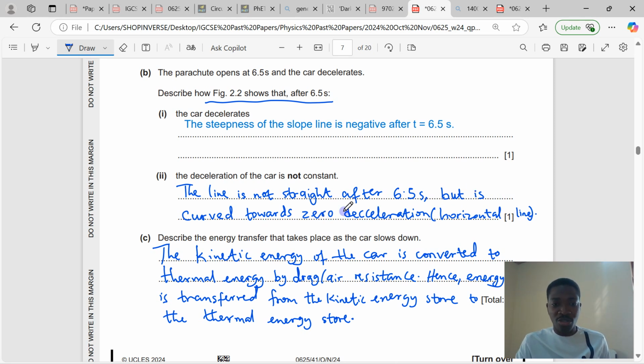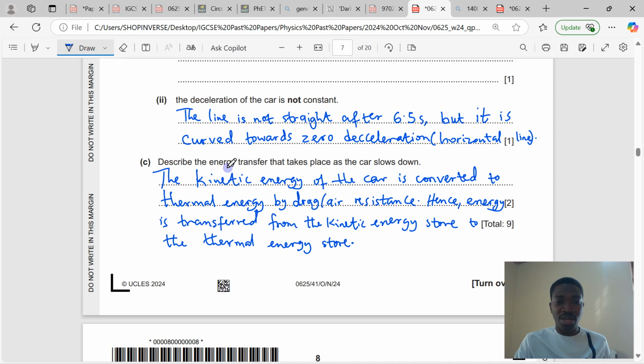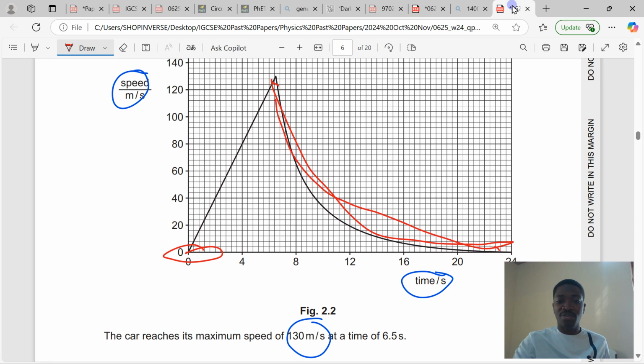Okay, yeah, but it is curved towards 0. But it is curved. That's it. Okay, now describe the energy transfer that takes place in the car as shown below. What energy transfer is taking place in the car?